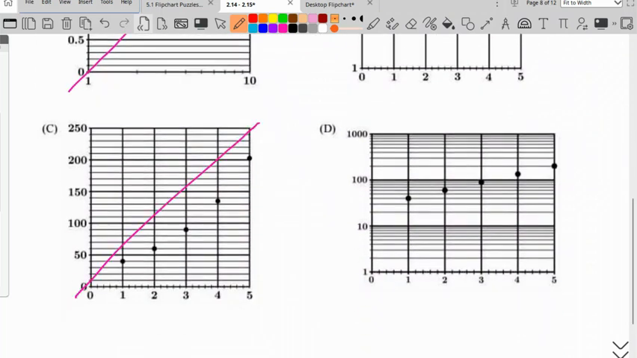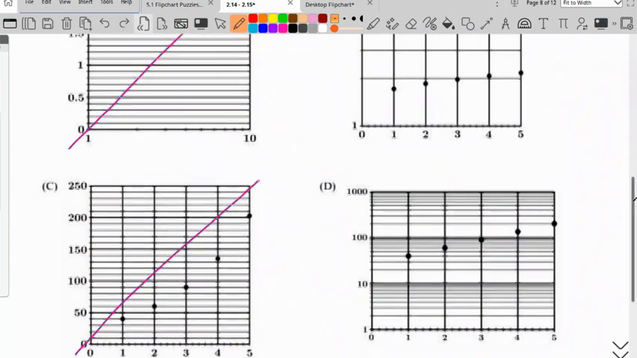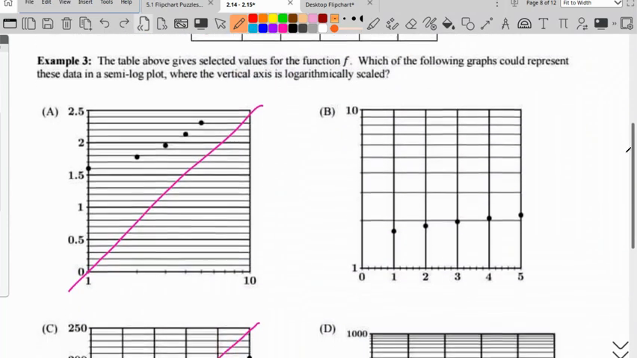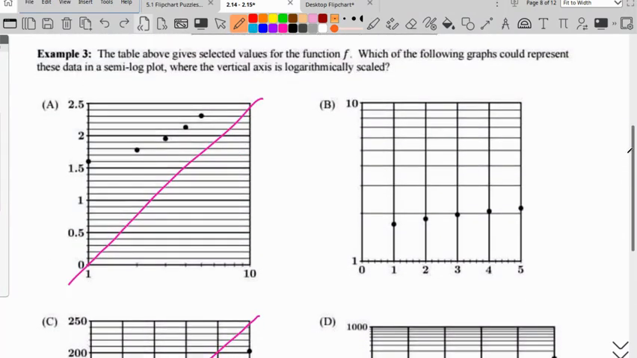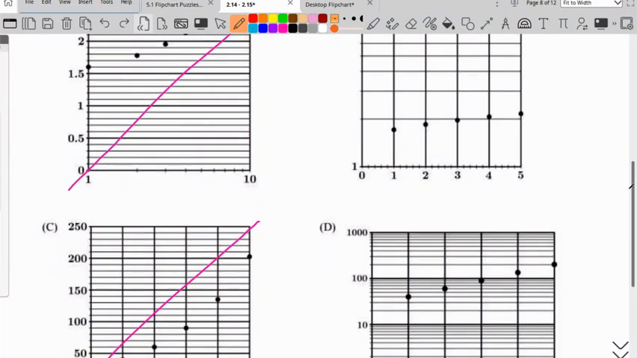Those are not log plots. They're not logarithmically scaled. Okay, now we have two other choices, and these are both logarithmically scaled, but which of these is reporting our data correctly?